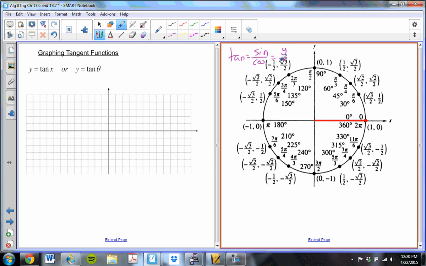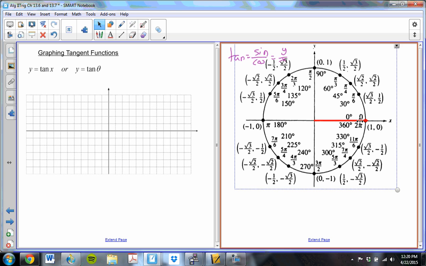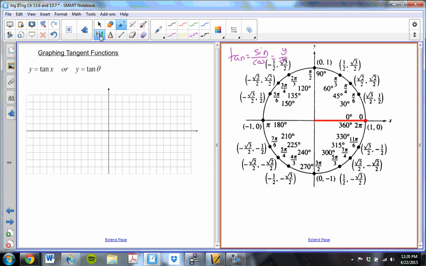Well, at 0 degrees, the y value, the height, is 0. The graph hasn't moved up or down at all. Your height is 0, but your distance across, your x value, is 1. So the tangent of 0 degrees is y over x, 0 over 1, which is 0.